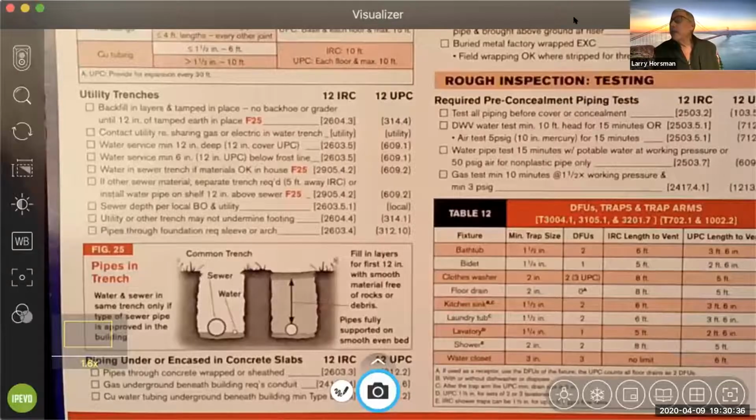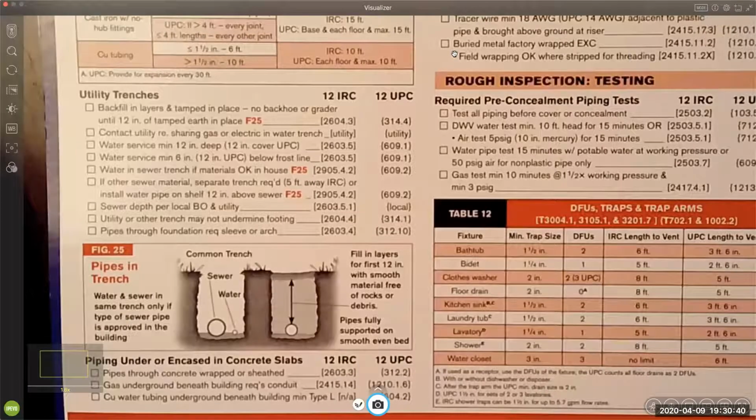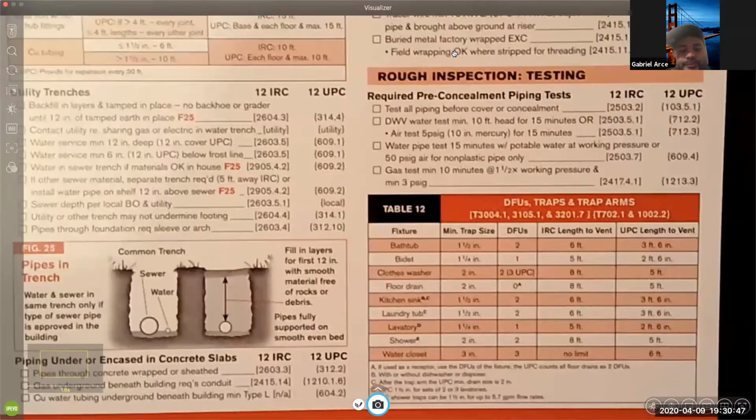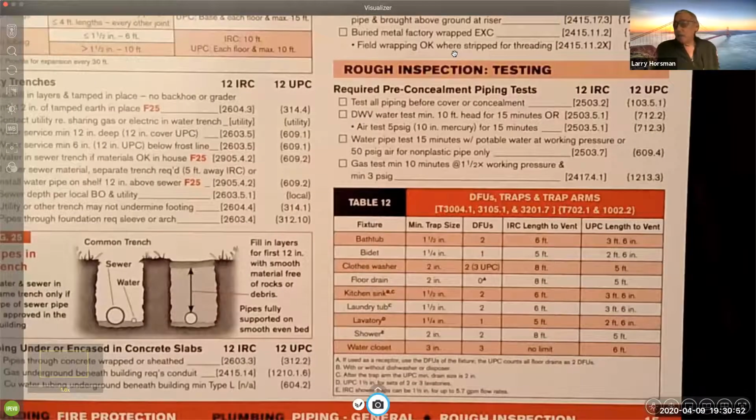Let me just show one more thing, and it looks like we're starting to get short on our time. Okay, back to this. So you should be seeing the plumbing table again. Yep, I can see it. The DFUs and traps. DFU is a drainage fixture unit. But you have to be very careful because some people think a DFU is something else entirely.